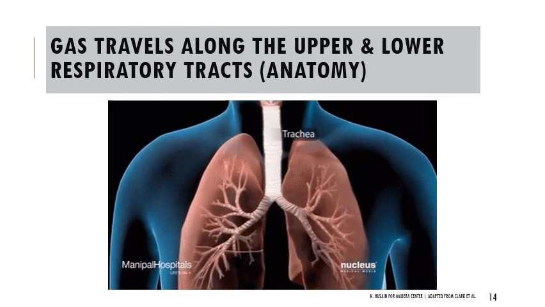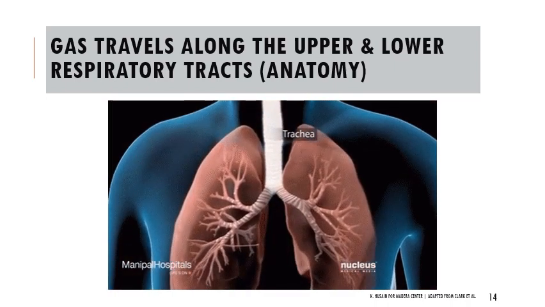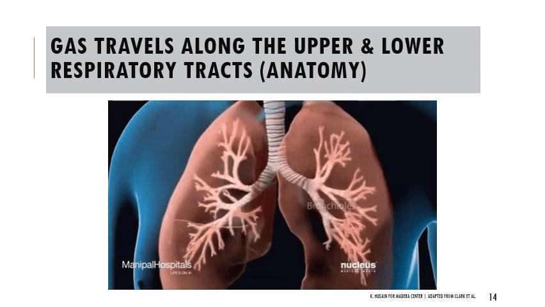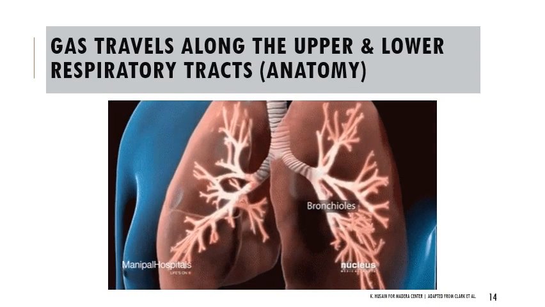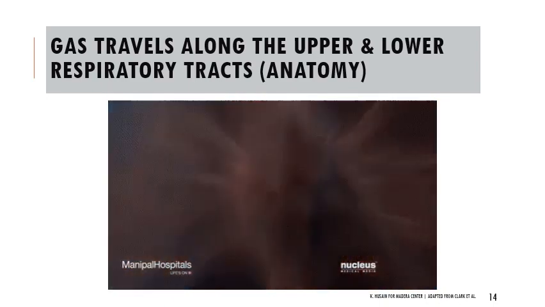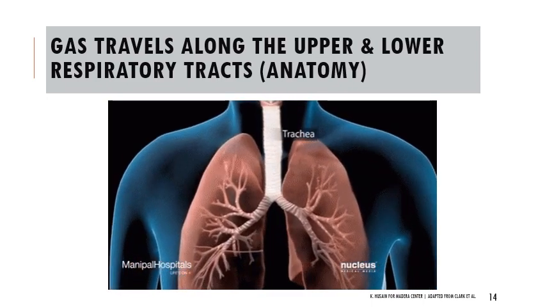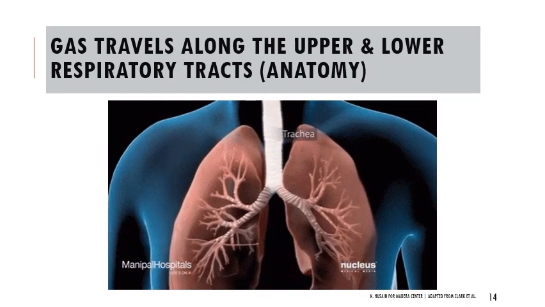So this GIF is kind of cool. It's showing you the flow of air and the movement of your lungs going from your trachea to your bronchi, bronchioles. And then it's going to zoom in and show those alveoli, which are these sacs of air at the terminal ends of the bronchioles.